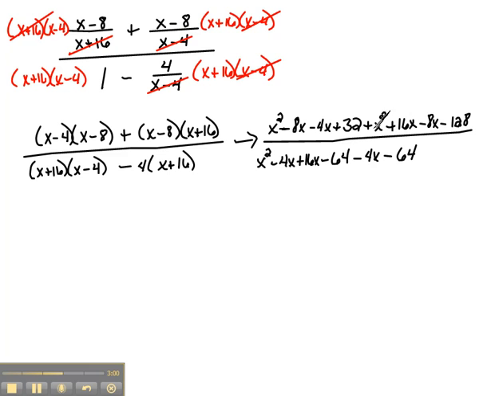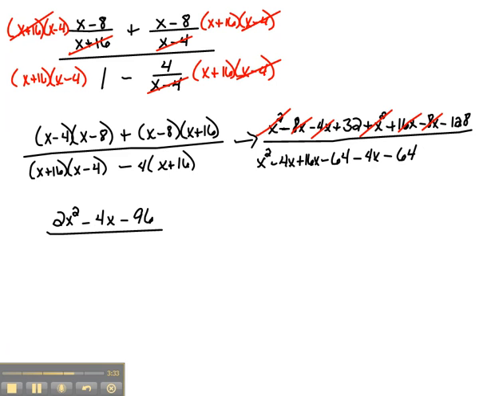So in our numerator here, for x squareds, we've got x squared and an x squared, which would be 2x squared. And for our x's, we have minus 8 minus 4 plus 16 minus 8, which would be minus 4x. So we've used all of those. And then we've got plus 32 minus 128 would be minus 96. Now let's do the denominator.